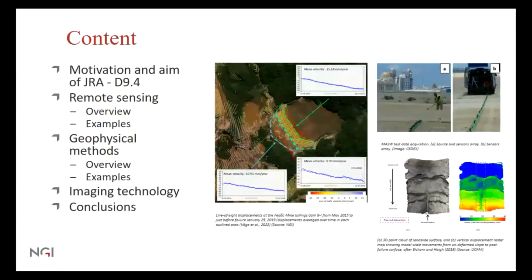I'm going to go to the presentation with some explanations why we want to do these joint research activities, and then basically go through the three technologies that we were exploring: remote sensing, geophysical methods, and imaging technologies, and some conclusions at the end.